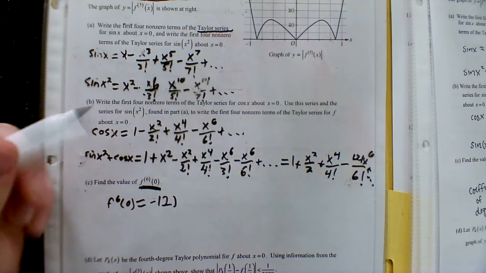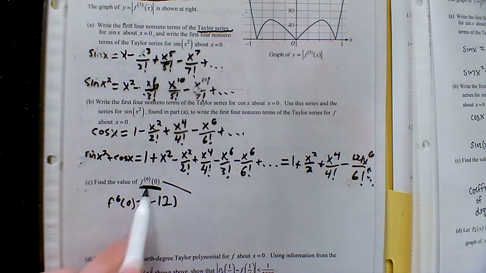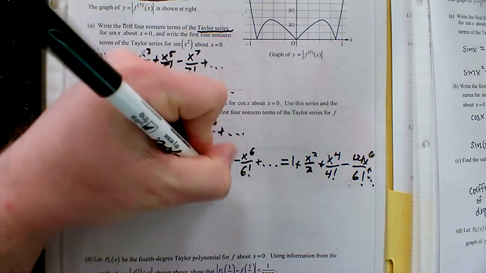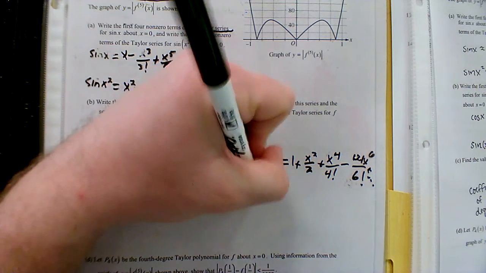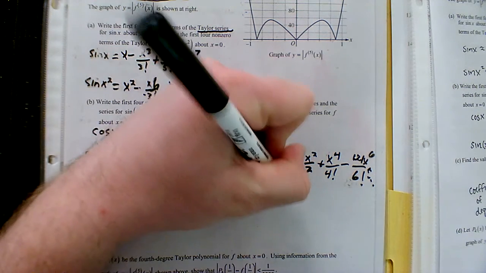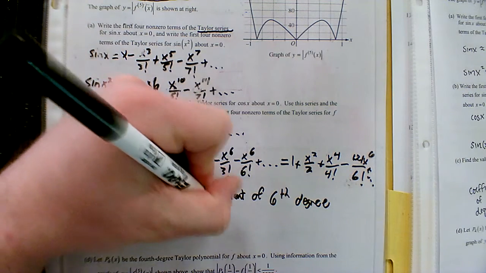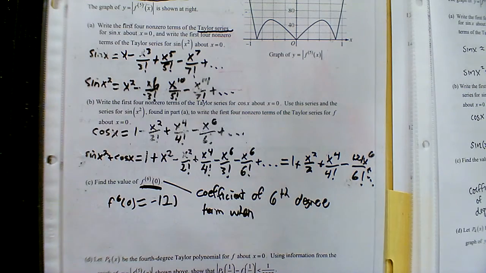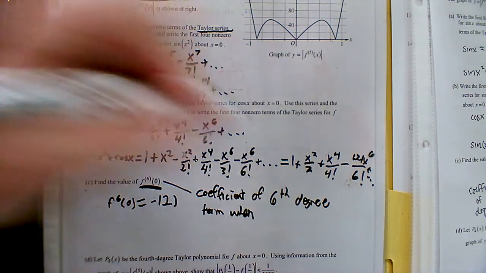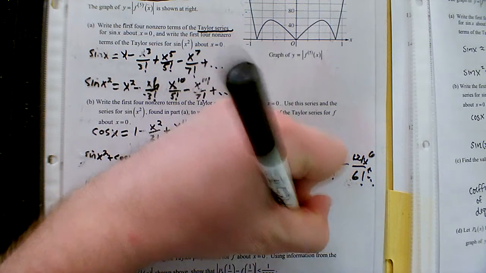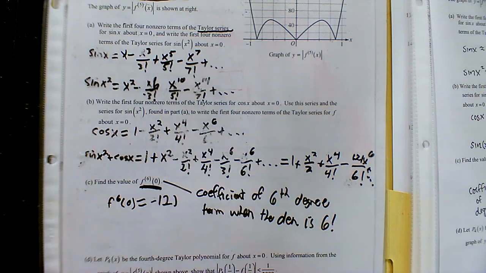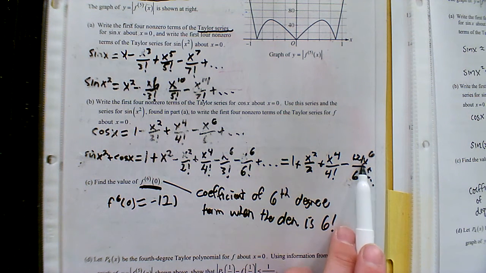And that's all they're asking for. So if you want to write this so you have it for later, what this is asking for is the coefficient of the 6th degree term when the denominator is 6 factorial. So that's that negative 121 right there that we found.